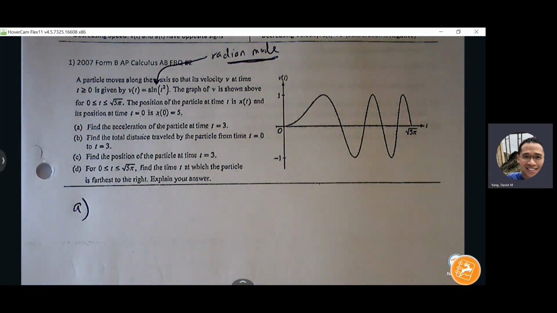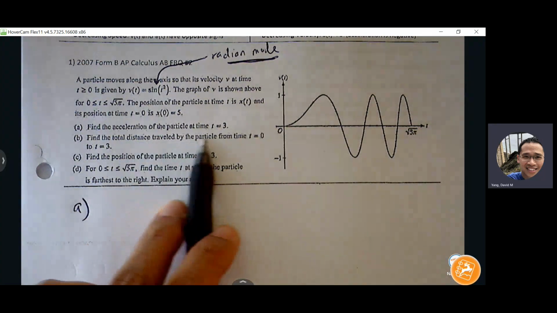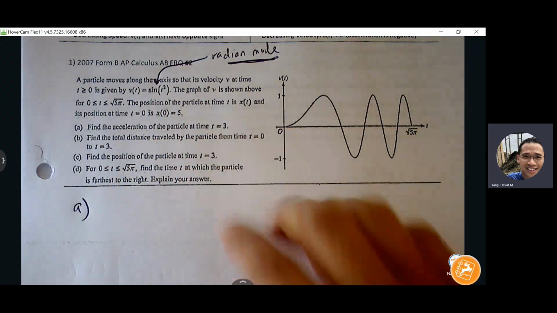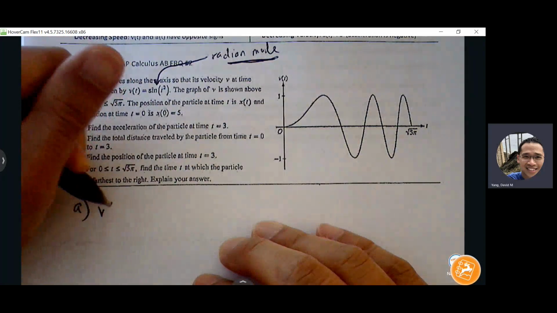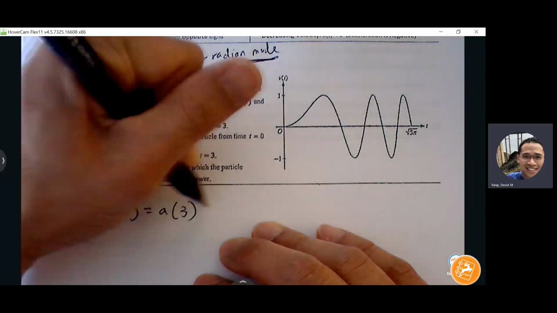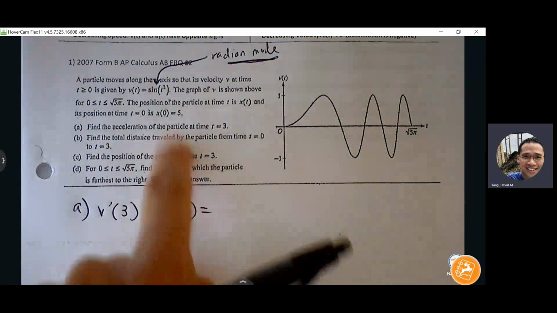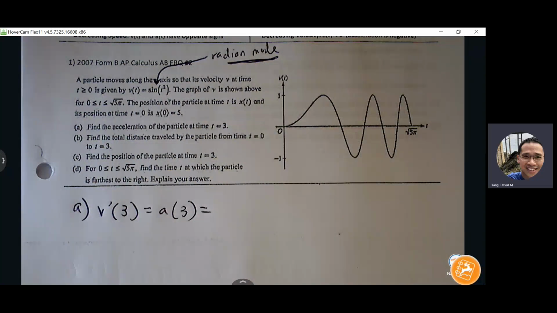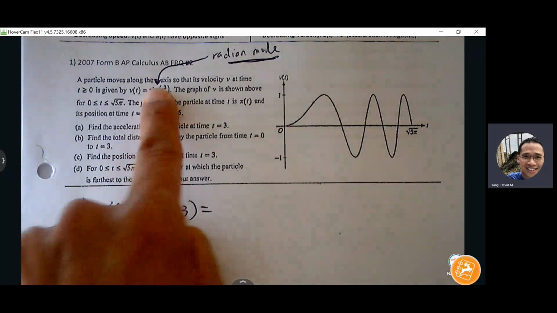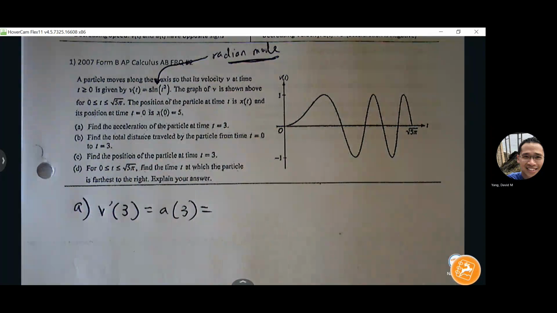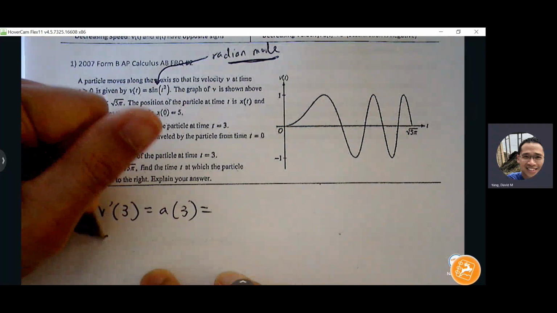Part A says find the acceleration of the particle at time t equals 3. We could work it out by hand, but this is a calculator question, so we can simply do v prime of 3, which is the same thing as a of 3, and let our calculator do the work for us. We can enter the sine of t squared and use the math 8 derivative feature, or you can work it out by hand. By hand, it will be cosine of t squared times 2t. But you don't have to because this is calculator.